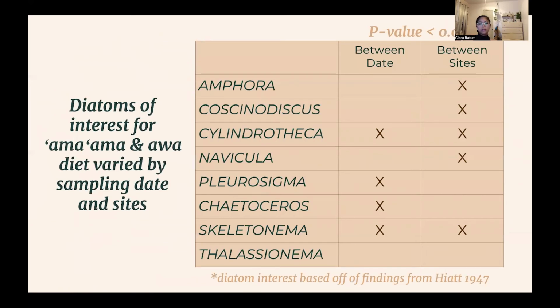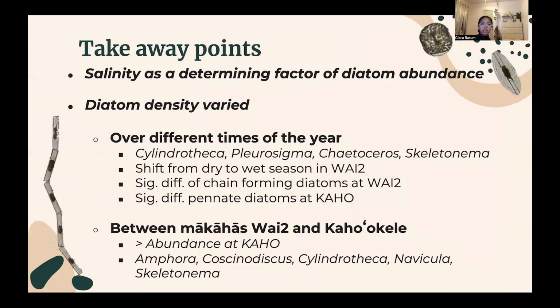When looking at diatoms of interest for ama ama and awa, we based off of findings from previous studies that looked at the gut contents of these fish, we saw that these taxa did vary between dates as well as sampling sites. Some takeaway points include salinity being one of the determining factors for diatom abundance. We did see diatom density vary over different times of the year as well as between makahas.